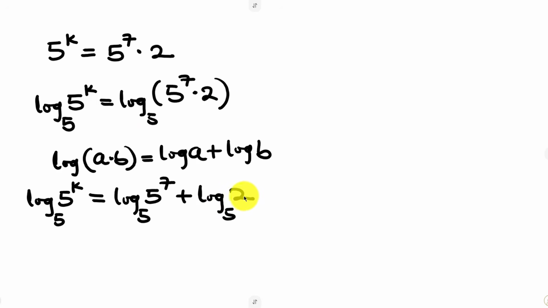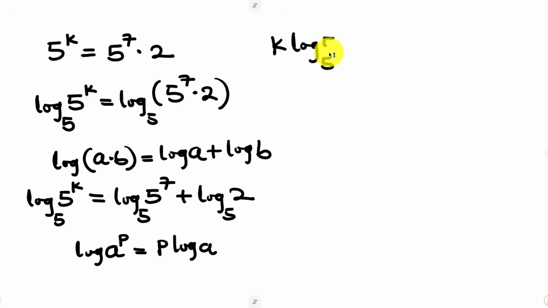Very good. Now let's apply the property of logarithm once more that says that when I have the log of a to the power of p, in order to bring down this power or exponent, this will be p times the log of a. And that is what we're going to be applying here and here. So this expression now becomes k times log base 5 of 5 equal to, the same thing here, 7 times log base 5 of 5, and then plus log base 5 of 2.